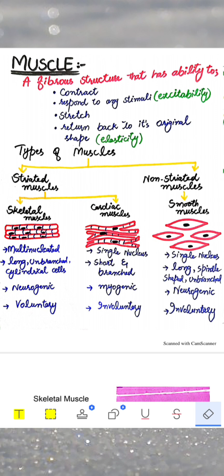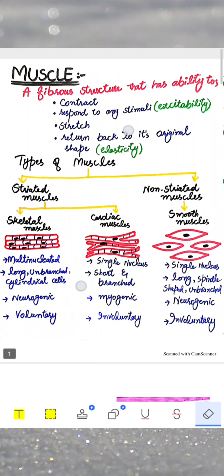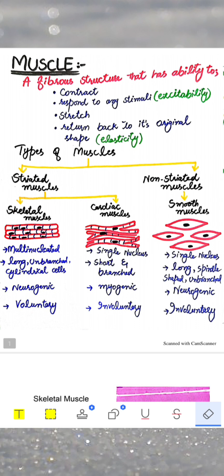In this video, we will learn what is muscle and what are the types of muscles. Okay, so what is a muscle? A muscle is a fibrous structure. Fibrous structure means it has some muscle fibers in its structure. So that is why it's a fibrous structure.